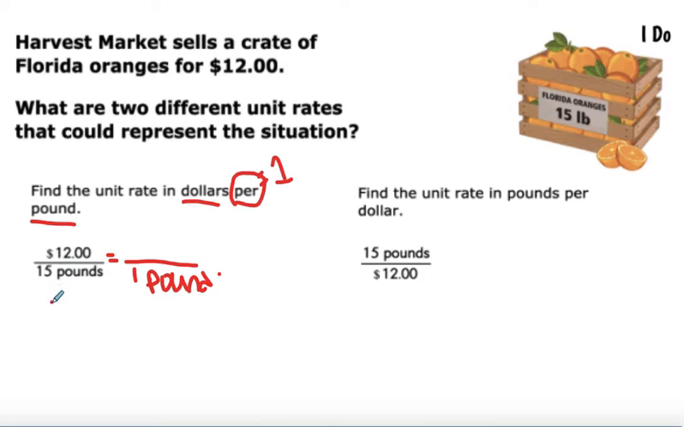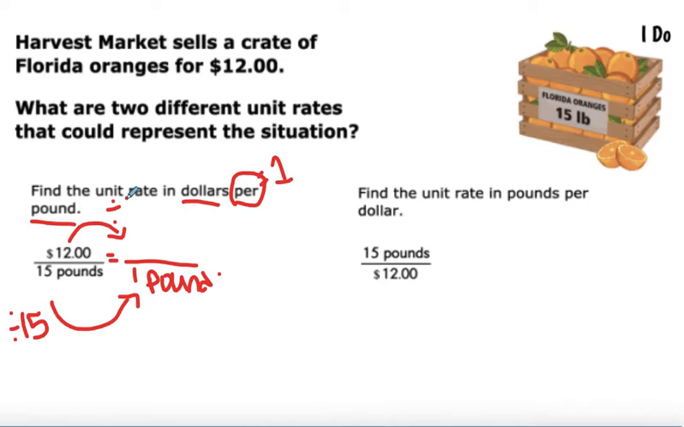So I need to look at my proportional relationship. How do I scale from 15 to 1? Well, I scale by dividing by 15. Now I know with proportional relationships, whatever I do to one, I do to the other. So if I scale the denominator down by 15, I'm going to scale down the numerator as well by 15.